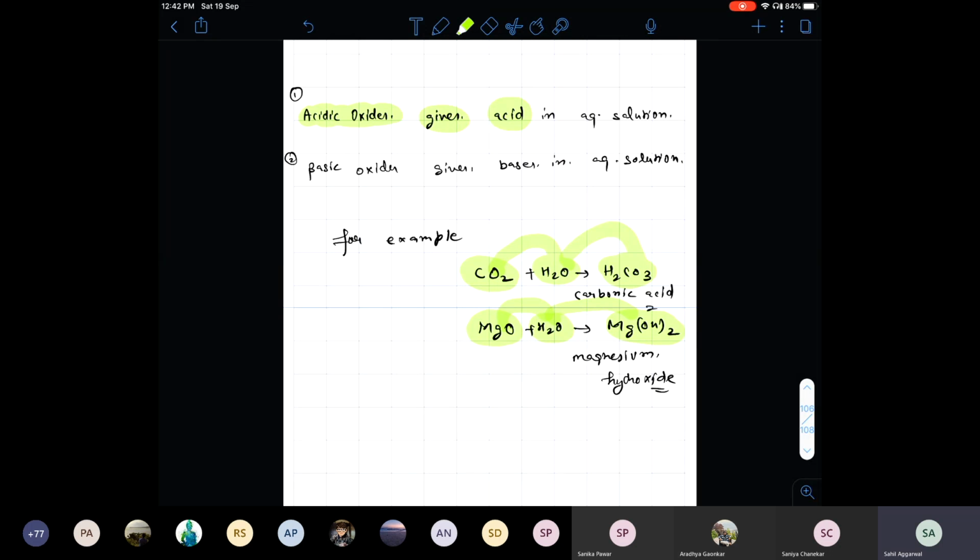What is P2O5, Aradhya? Do we know something about it? No, I have read it somewhere, I know it's phosphorus pentoxide. Okay. Do you know any property of it? No, I just read it somewhere and remembered. No problem. Ivyal, you know anything about it? Sanika, you know anything about it?